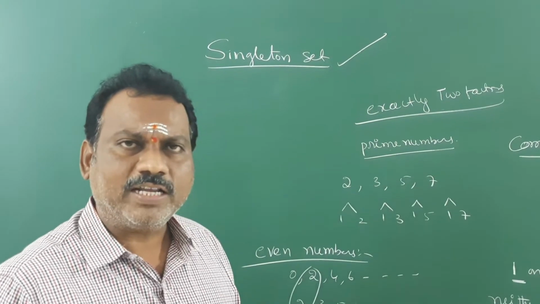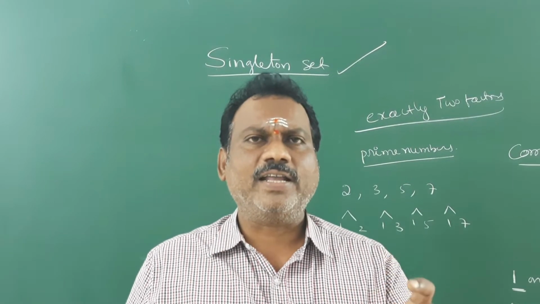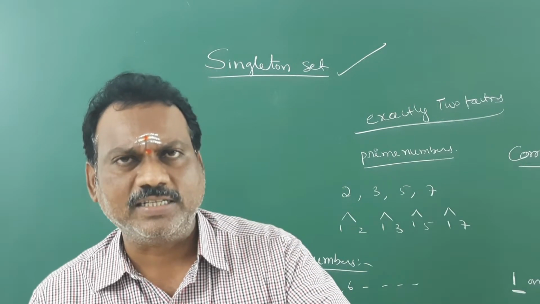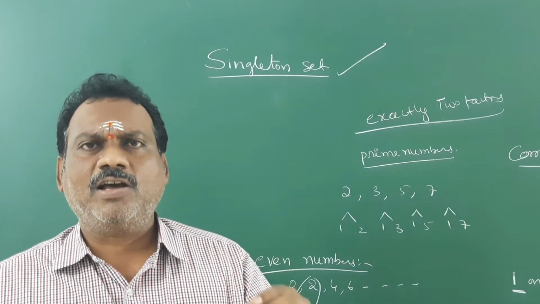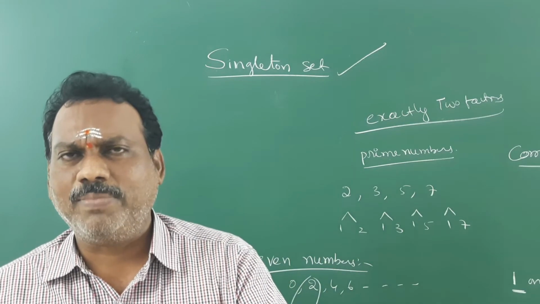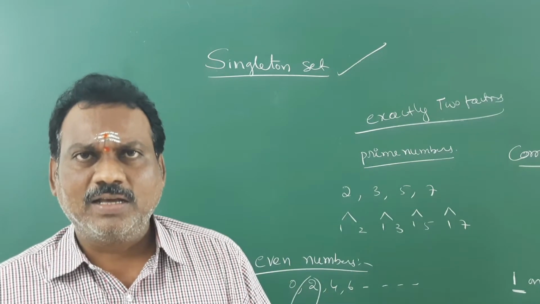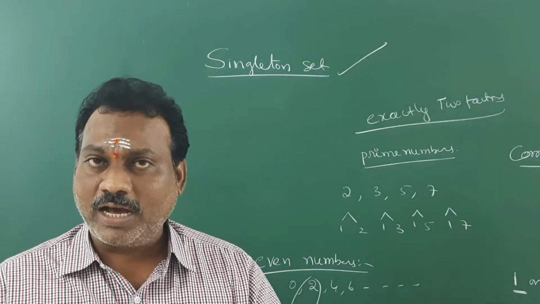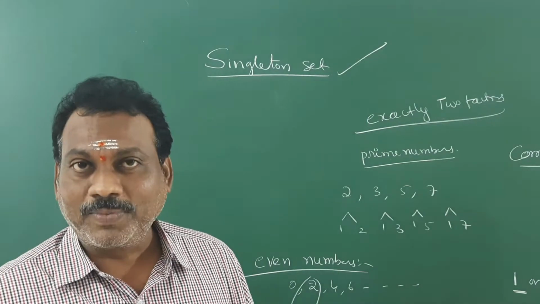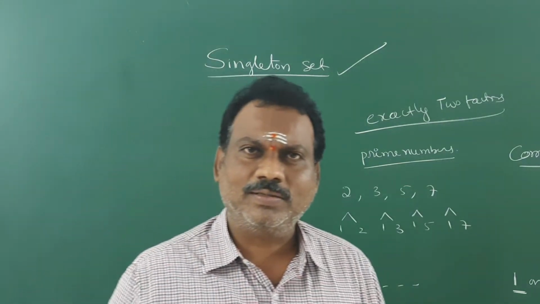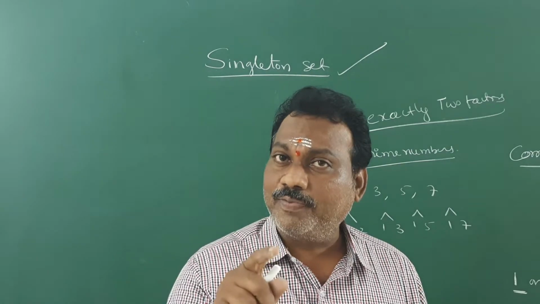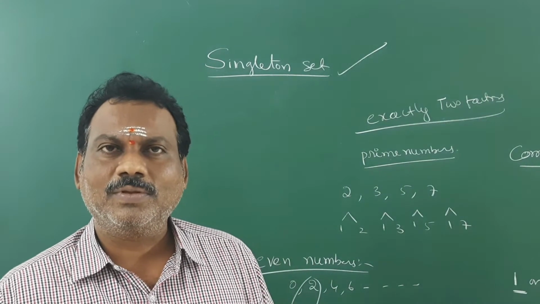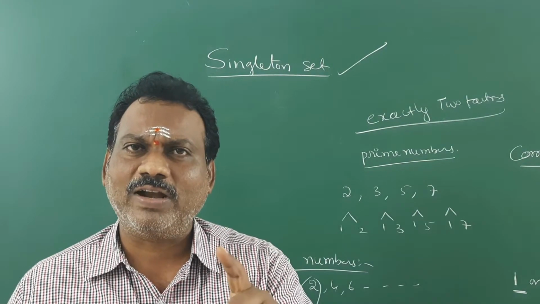Students, understood what is meant by singleton set? A set containing one and only one element. Such sets are called singleton sets. Best examples: the set of neither prime nor composite numbers, only 1, the set {1}. The set of even primes, only 2. Correct or not, students? I told one example of an empty set: the set of even primes other than 2.